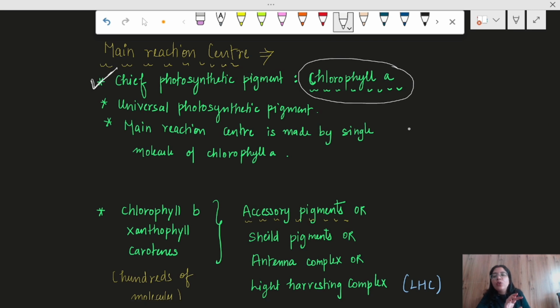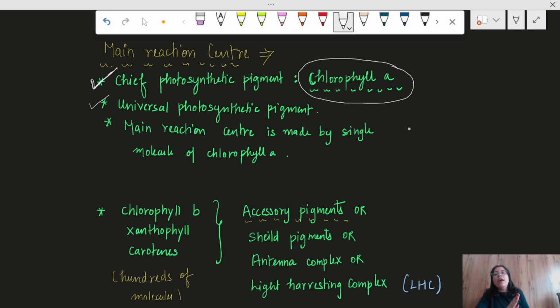Then it is a universal photosynthetic pigment. Each and every organism, whether it is algae, bryophyte, pteridophyte, gymnosperm, angiosperm, whether it is cyanobacteria or any particular bacteria which is doing photosynthesis, they must have this green pigment which is called chlorophyll A. This is a universally occurring photosynthetic pigment. Each and every photosynthetic organism must have chlorophyll A, right?